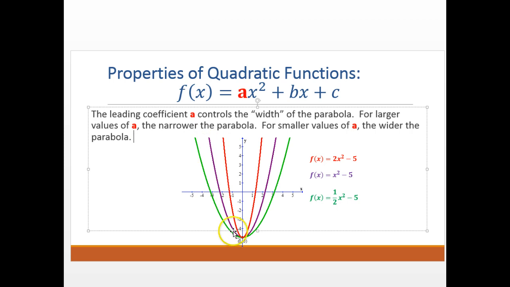Here, the purple graph is the original graph, f of x equals x squared minus 5. The red graph is simply f of x equals 2x squared. In this case, notice how much narrower the graph is. And finally, the green graph is f of x equals 1/2 x squared minus 5. Again, all these have pretty much the same formulas. The only difference is the a value that's in front. And again, the smaller the a value, the wider the graph. The larger the a value, the narrower the graph.